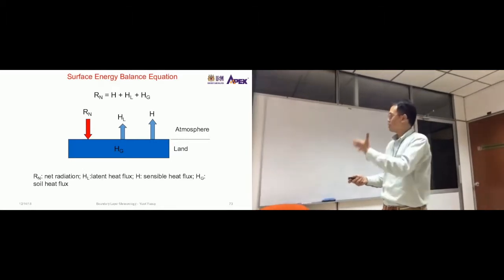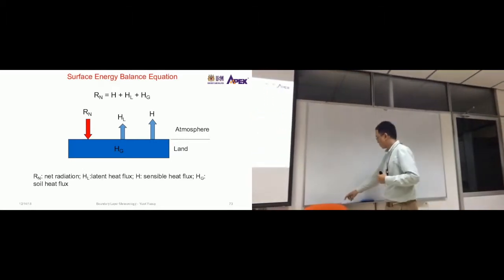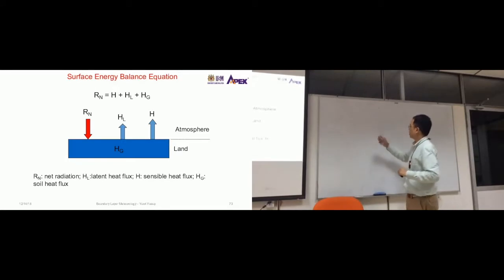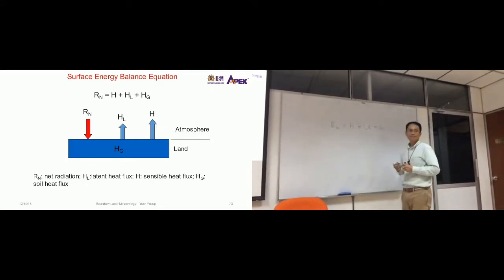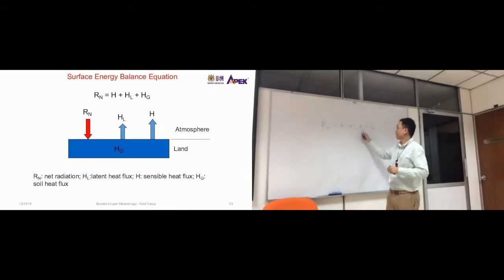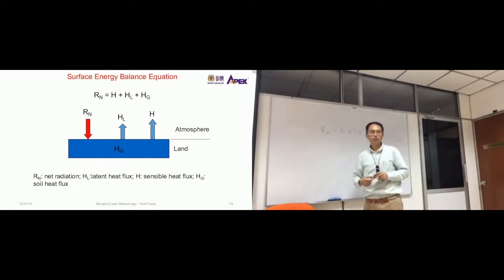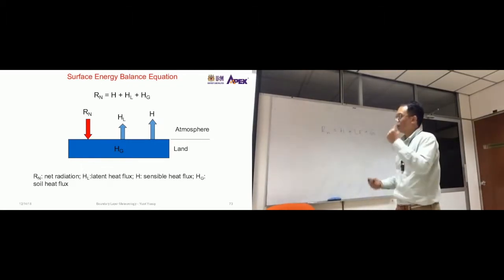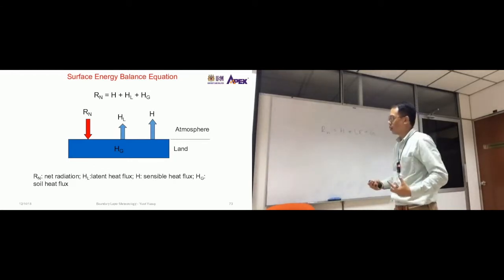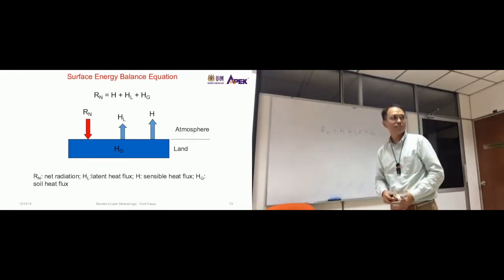So sometimes they use different symbols for this. That's why I was a bit confused with that one, because I use mostly Rn equals H plus LE plus G. Right? So sometimes you see LE instead of HL. HL stands for latent heat. LE is also latent heat. G is storage. HG there is storage. Storage within the surface.